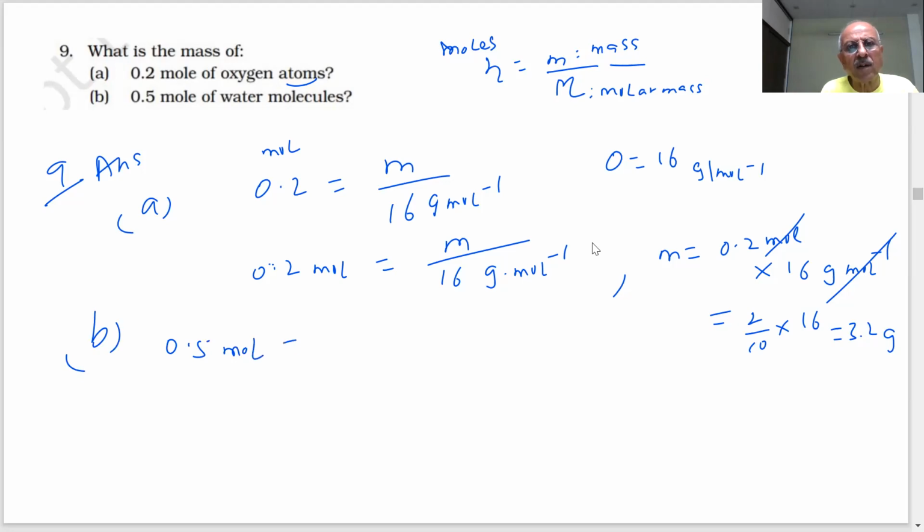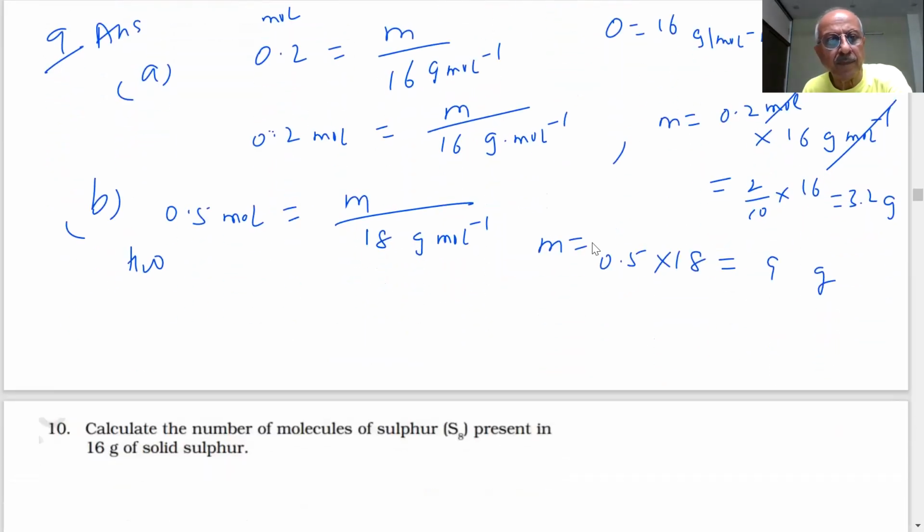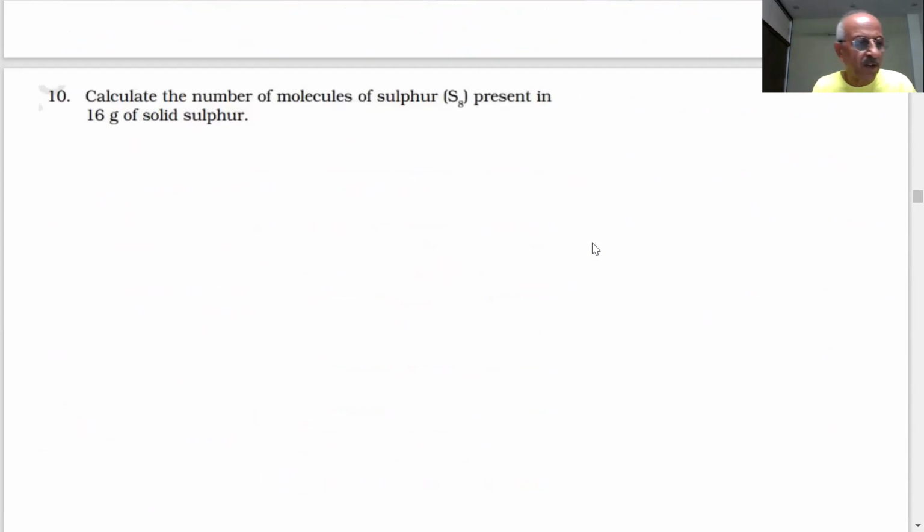0.5 mole of water, mass. What is the molar mass of H2O? 18. So what is the value of this? 0.5 into 18. How much is it coming? 9 gram. 9 gram. Next question.